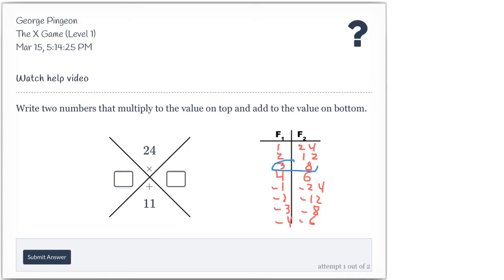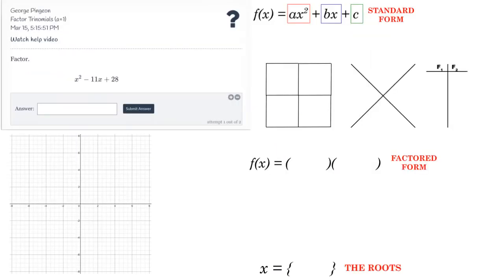Bingo. 3 and 8. So there's your answer, 3 and 8. In the next 2 slides, we're going to learn how to factor trinomials using a method that some people call the diamond and box factoring method, or we could call it the X games method. Doesn't matter what you call it, as long as you understand how to fill out this chart right here.